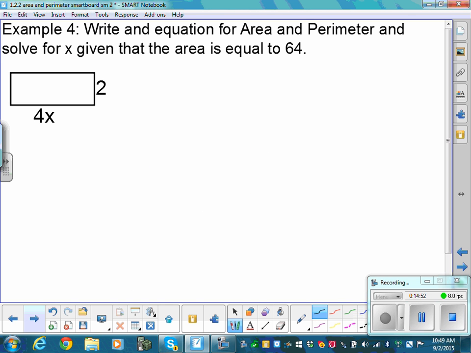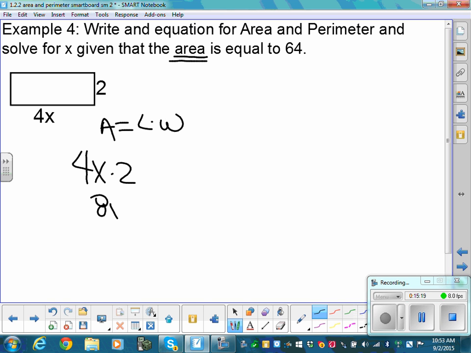It says, write an equation for area and perimeter, and solve for x, given that the area, I'm going to highlight that for you, area is equal to 64. Give it a try by yourself, and I'm going to have someone come up and do it. So area equals length times width. So you would do 4x times 2, which gives us 8x. And then you would tie that in. Since it says it's equal to 64, 64 is equal to 8x. And then you would divide that by 8x on both sides.